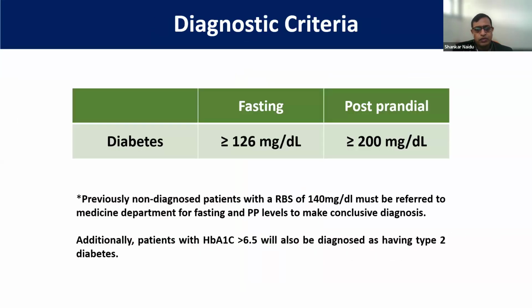This is again a repetition of the same thing. The cutoff values for fasting blood glucose is 126 milligrams per deciliter, and for postprandial it is more than 200 milligrams per deciliter. And HbA1c cutoff is 6.5%.